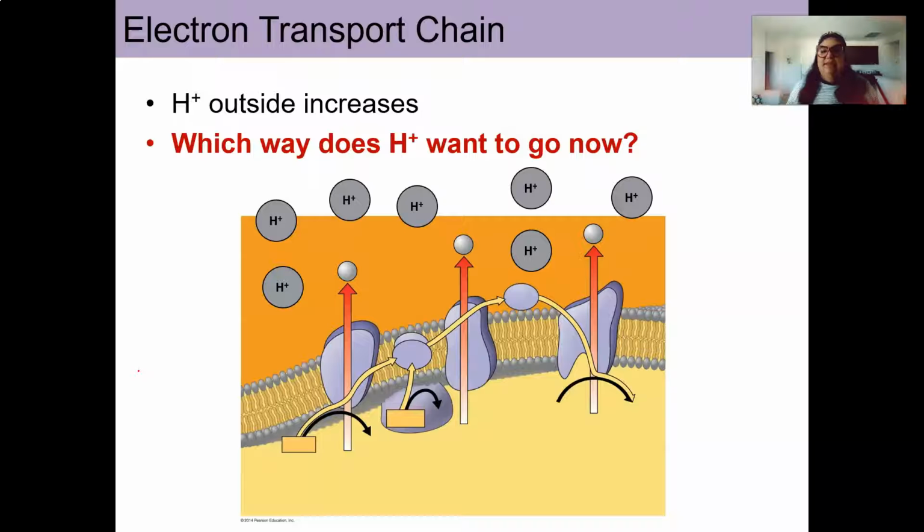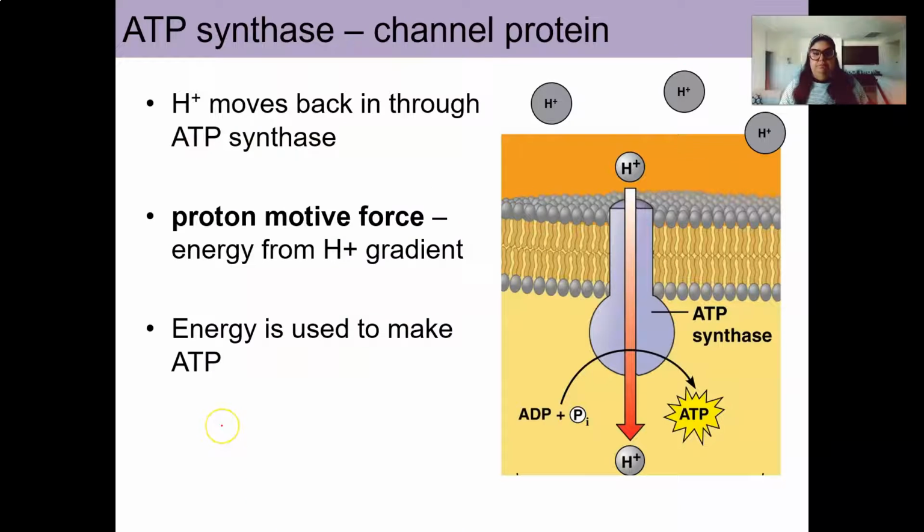Now what are we going to do with all of these hydrogens out there? What's going on? Where do they want to go? They've created this hydrogen gradient. Well, they go to our very special endpoint. Our proton or hydrogen positive ions move back through our last protein complex, which is ATP synthase.